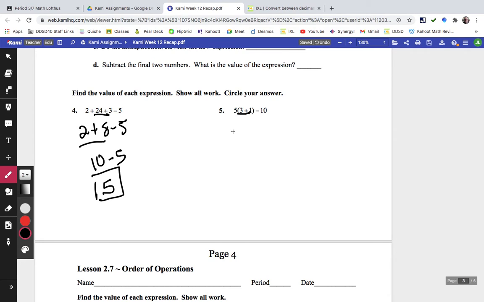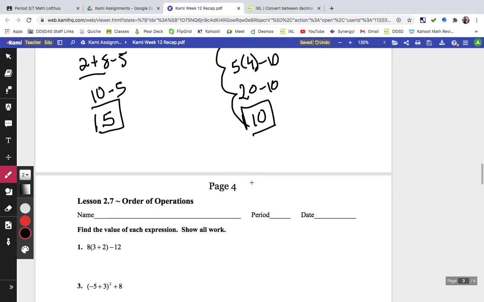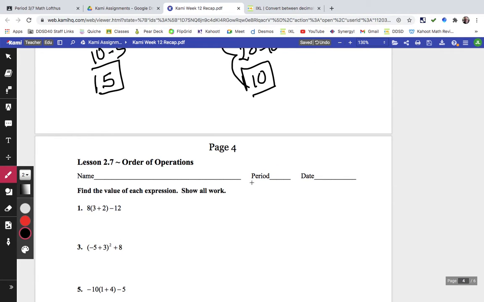We're going to do this first, 5 times 4 minus 10. 5 times 4 is 20. 20 minus 10. Notice how I write that down. I don't do 20 minus 10 yet. I write it step by step by step until I get down to one answer, one number. And we'll work on some of those tomorrow.